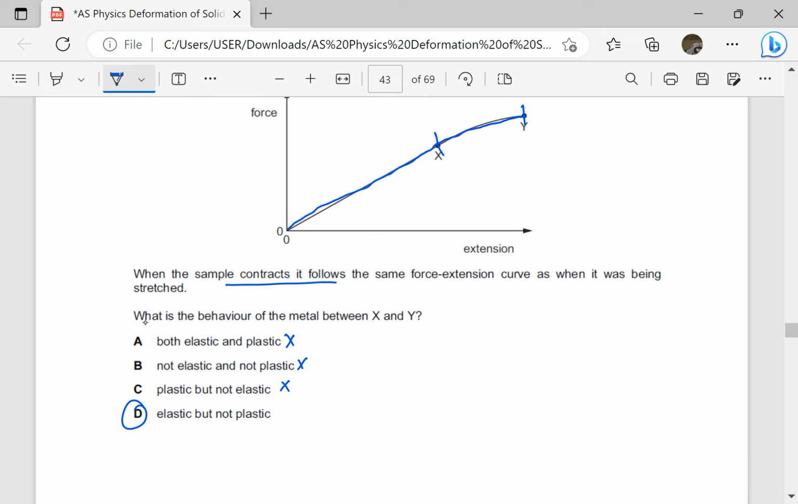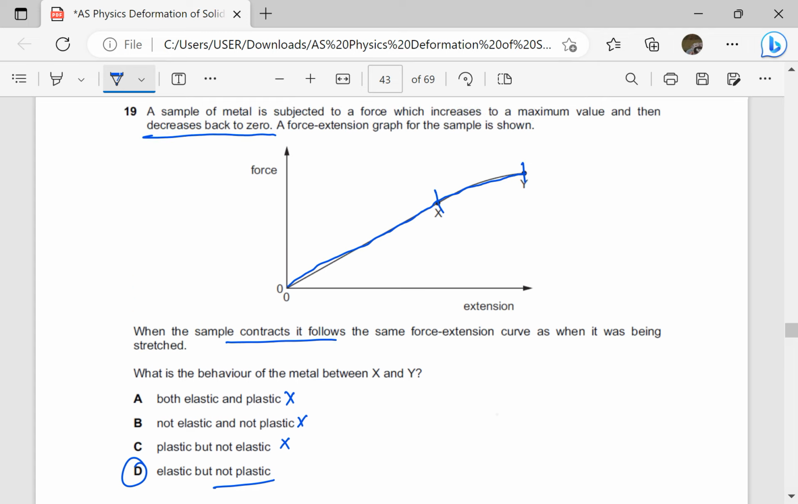It is elastic because it follows the same force extension curve as when it was being stretched. It is not plastic because if it follows the same force extension curve, it cannot be plastic, because if it was to be plastic, then some energy would be dissipated, therefore it would not follow the same force extension curve when the force is removed. So the answer is D. It is elastic but not plastic. I know that is going to be confusing to many of you because they will believe that it is going to be plastic, yet they said when the sample contracts, it follows the same force extension curve. Note that very carefully.